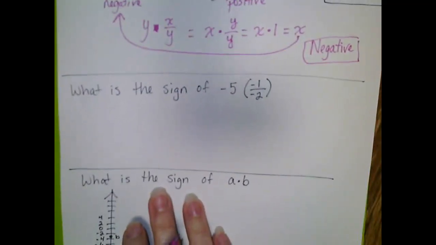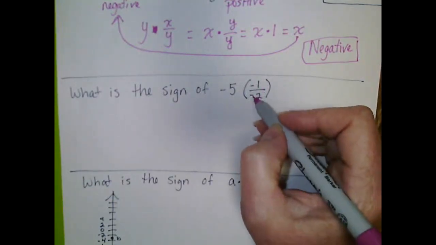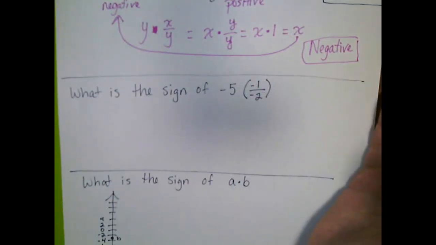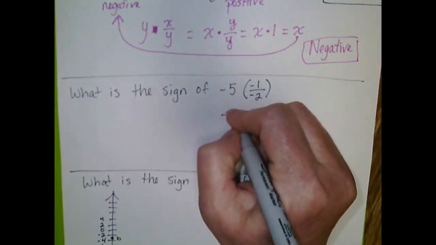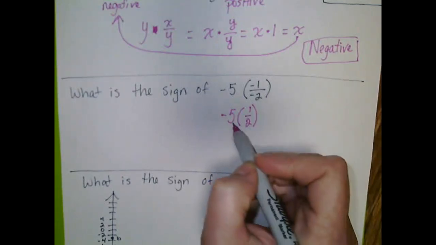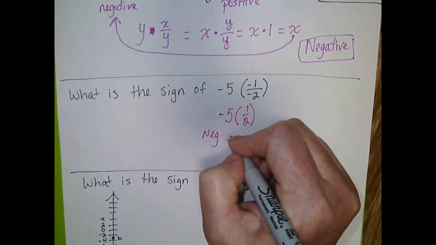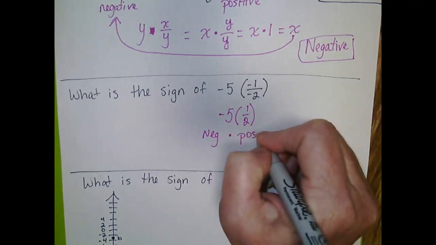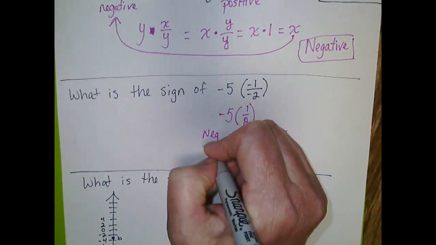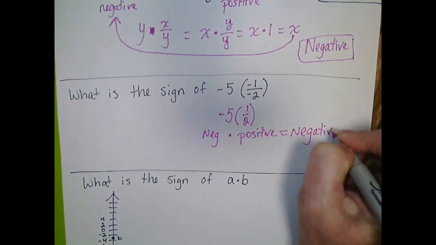The second one that I have up here, what is the sign of negative 5 times negative 1 over negative 2? Let's simplify this a little bit. Negative divided by negative is a positive. So this is the same as negative 5 times 1 over 2. So if you notice, this one's negative, and this one is positive. And when you multiply opposite signs, your answer will be negative.